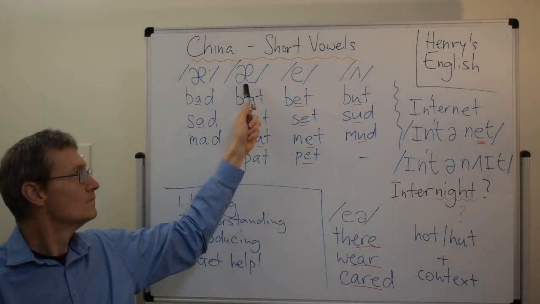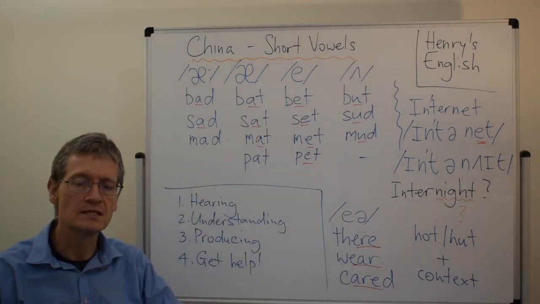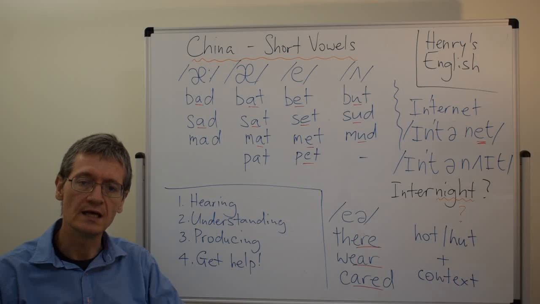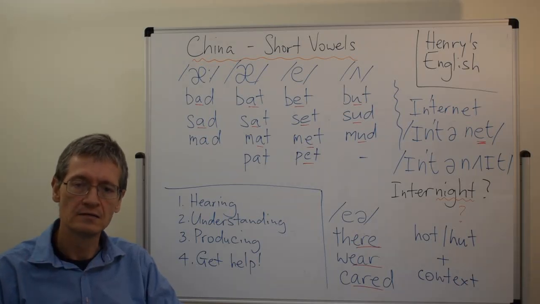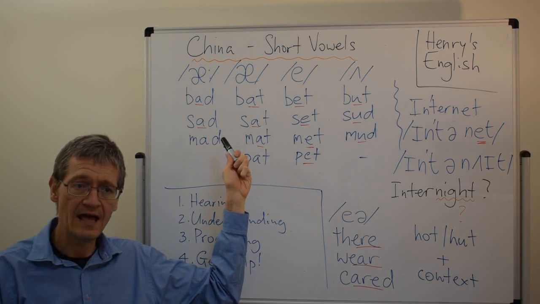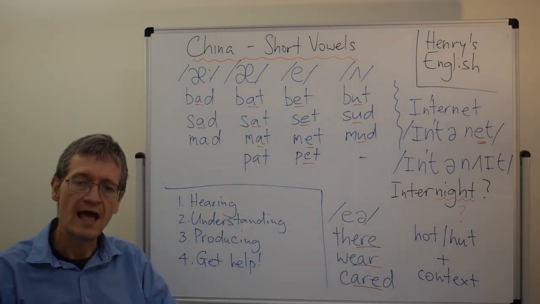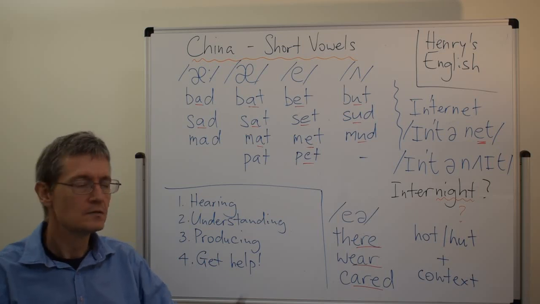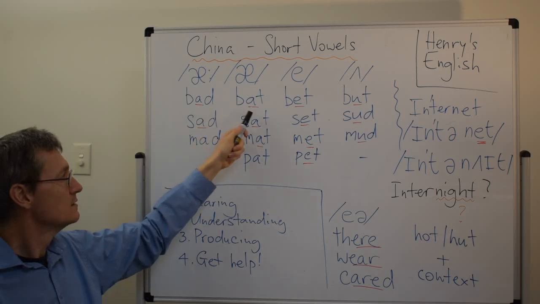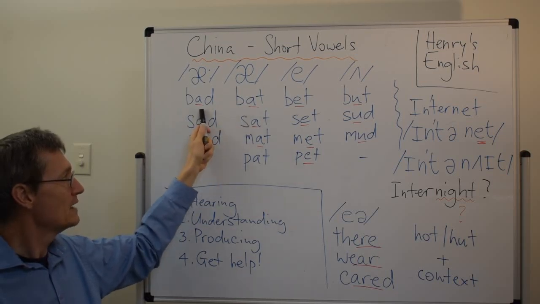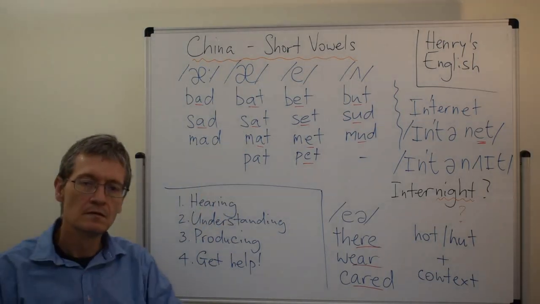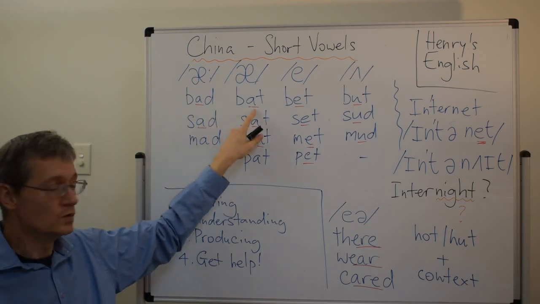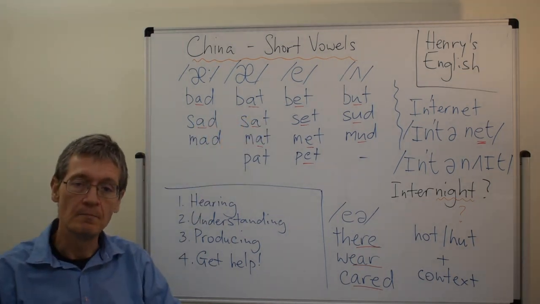This sound here is the same sound except it's a short vowel sound. So you once again open up your mouth wide. So the difference, bad and bat. Bad, bat, bad, bat. When you say this word, it's probably about twice as long as this word. Bad, bat.